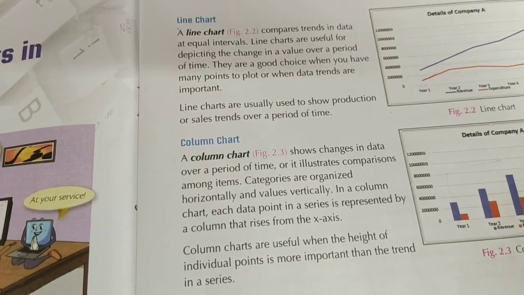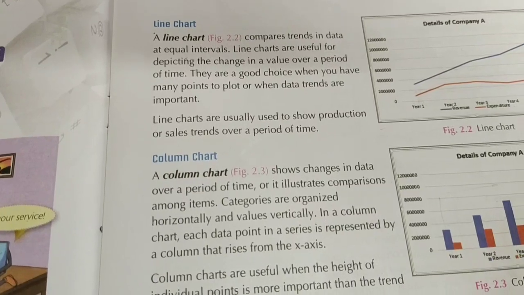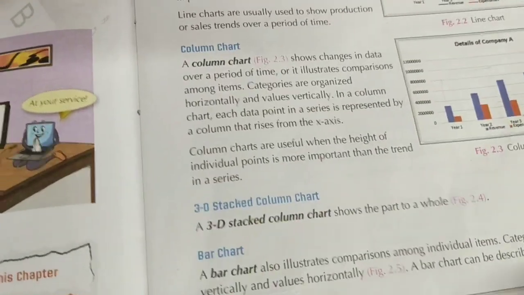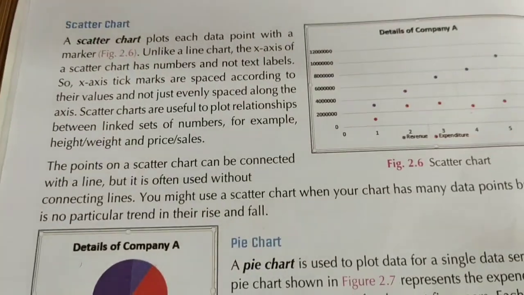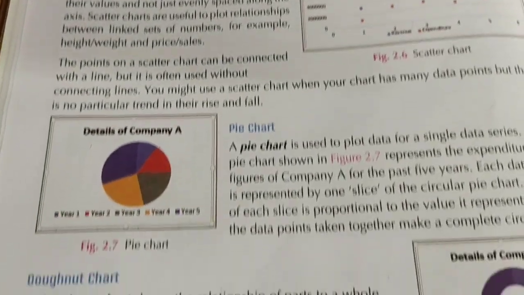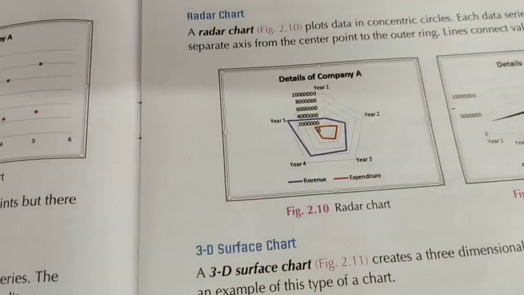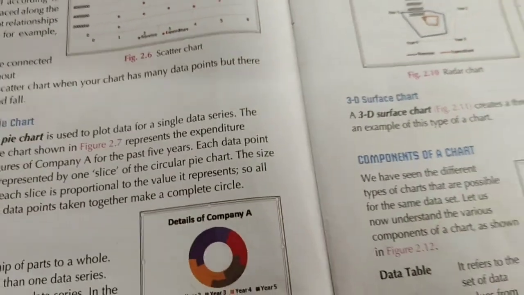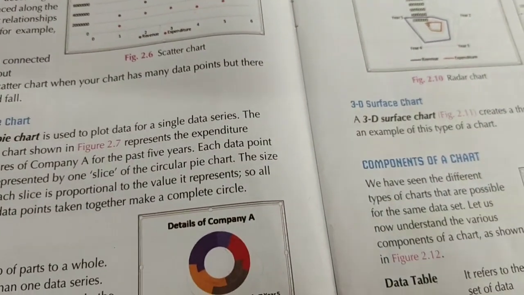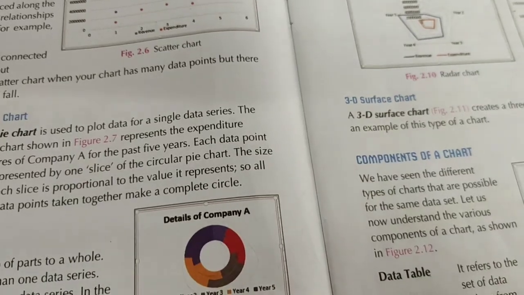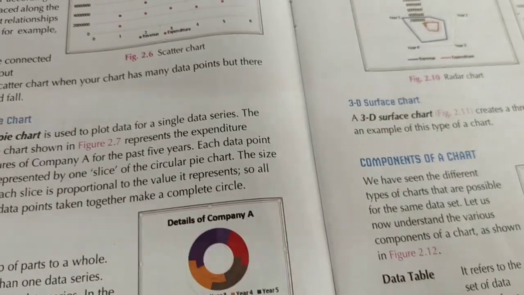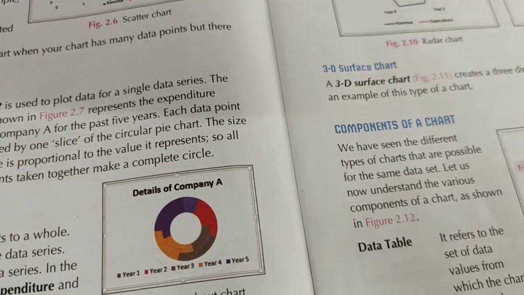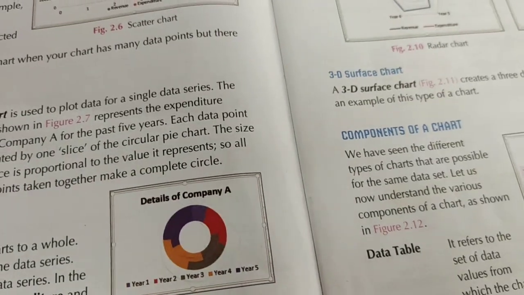Types of chart. These are the types of chart: line chart, column chart, bar chart, scatter chart, pie chart, donut chart, radar chart, 3D surface chart. I will show you a simple chart and how to draw it graphically, and from there you will get some idea how to draw the other charts also.